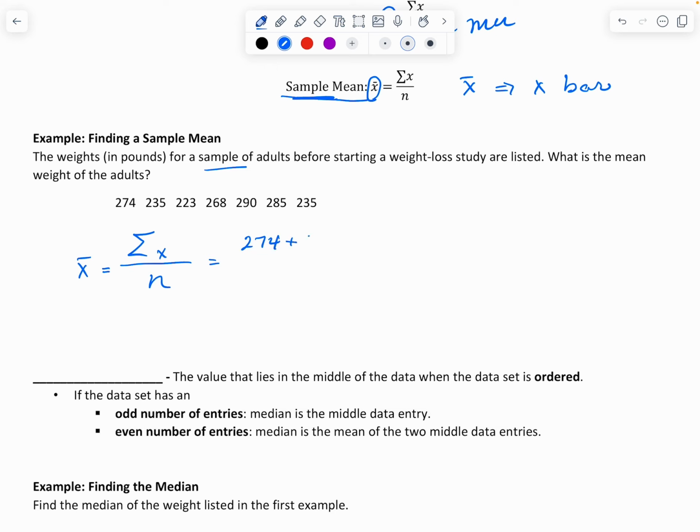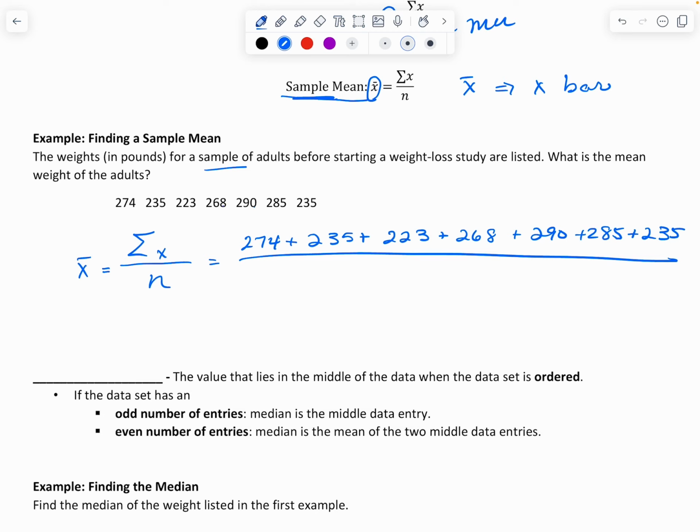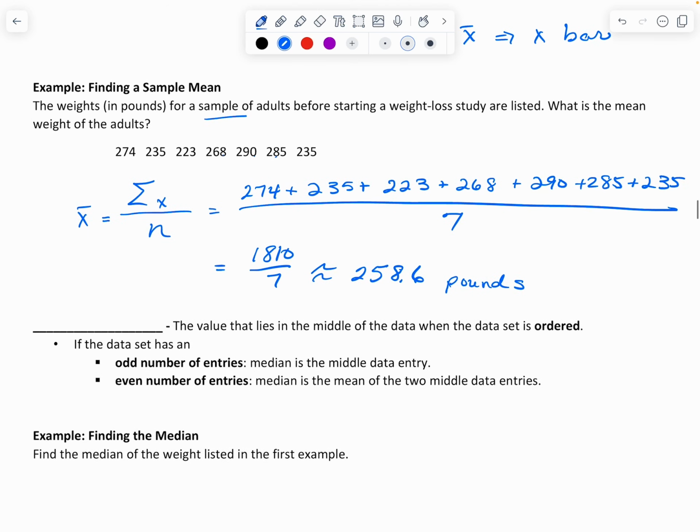So if I add 274, 235, 223, 268, 290, 285, and 235, and divide it by 1, 2, 3, 4, 5, 6, 7, because there are 7 adults, I get roughly 1810 divided by 7, which is approximately 258.6 pounds. And that's this sample mean.